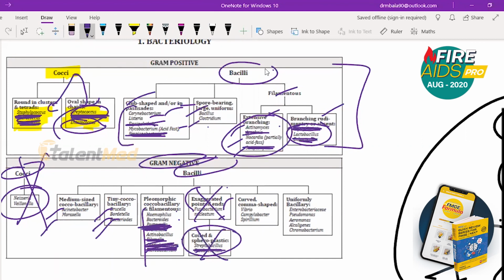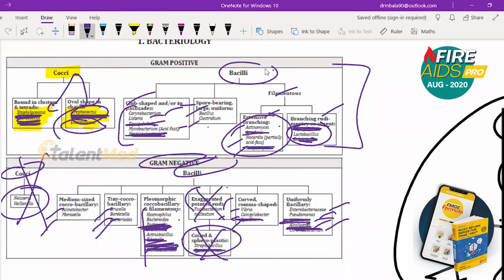Then curved or comma shaped means Vibrio, Campylobacter, Spirillum. Spirillum will not appear in FMG examination. So Vibrio, Campylobacter is important. Uniformly bacillary means Enterobacteriaceae, Pseudomonas, Aeromonas, Alcaligenes, and Chromobacterium. You can ignore Aeromonas, Alcaligenes, and Chromobacterium. So Enterobacteriaceae and Pseudomonas are important.